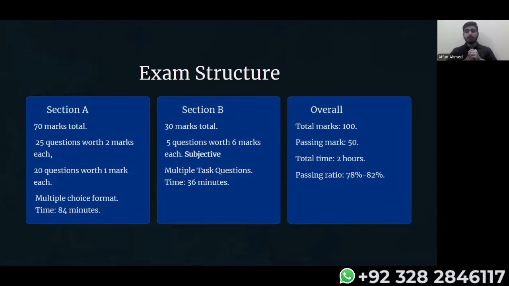Now moving on to section B. Section B has 30 marks in total. That means we have 5 questions and each question has a weightage of 6 marks. Now section B has MTQs. What are MTQs? MTQs are basically the same as MCQs. But the difference is, in one question there are subsets. That means in one question we have multiple MCQs attached to a small paragraph.